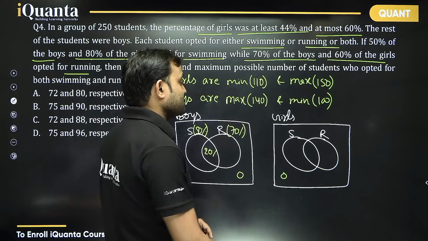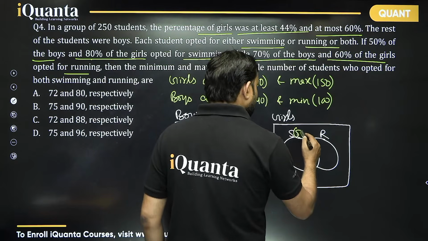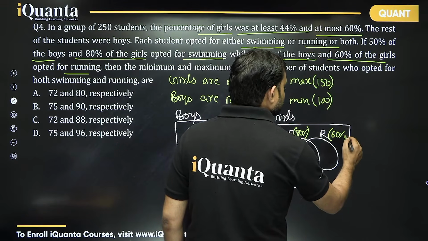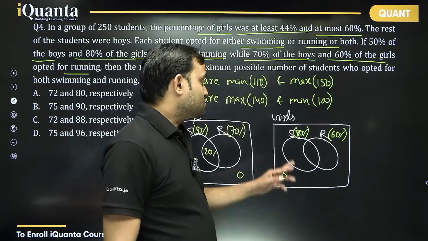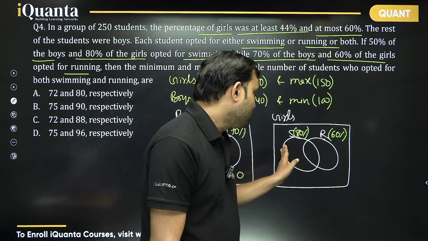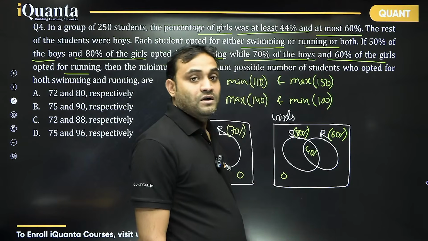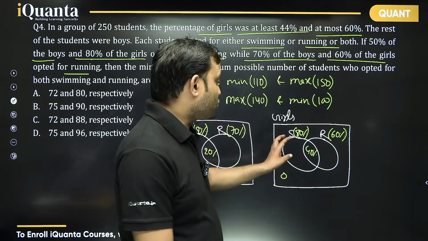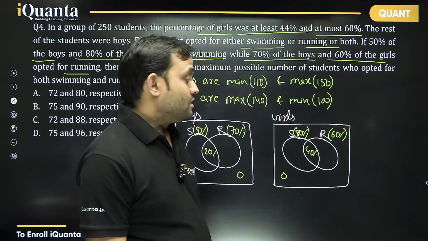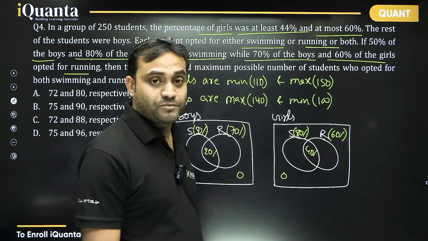Then in case of girls, 80% of the girls are involved in swimming. In running, 60% of the girls are involved in running. So 80 plus 60 is 140%. Again, it should be total 100%. So the common region is 40%, right? So the number of girls who are involved in both of these activities is 40%. We need to find the maximum. So the share of girls is 40%, the share of boys is 20%.